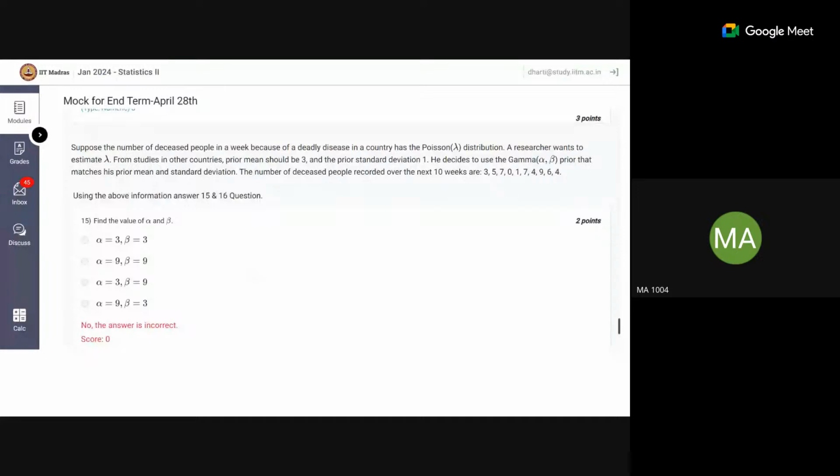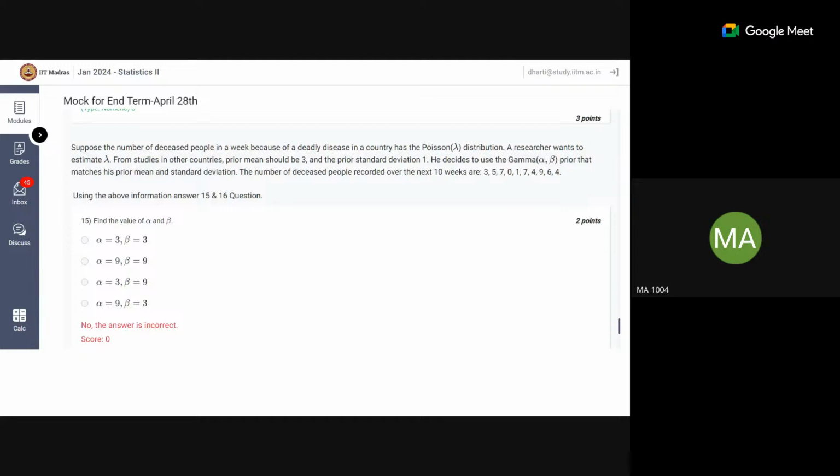How to relate these? The number of deceased people in a week follows a Poisson distribution. The researcher wants to estimate lambda from studies in other countries, with a prior mean and prior standard deviation. What will be the prior? If prior information is given, we are definitely going with the Bayesian estimator, right?